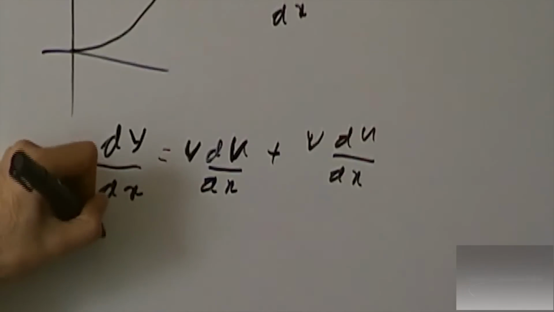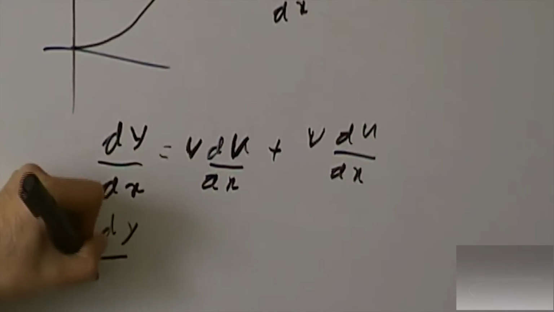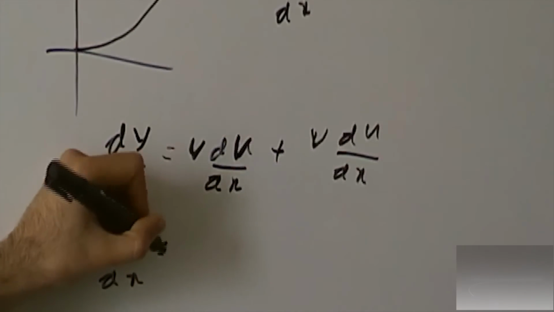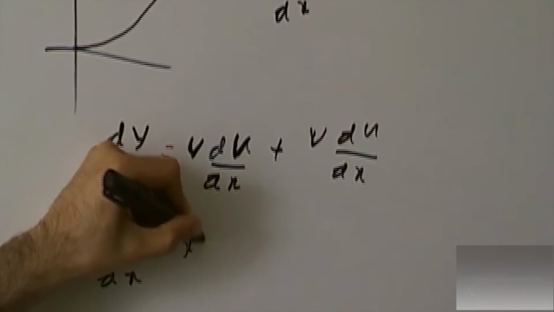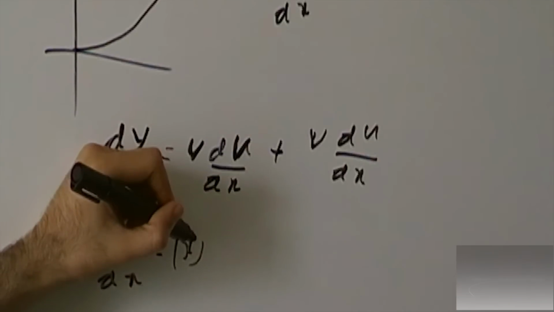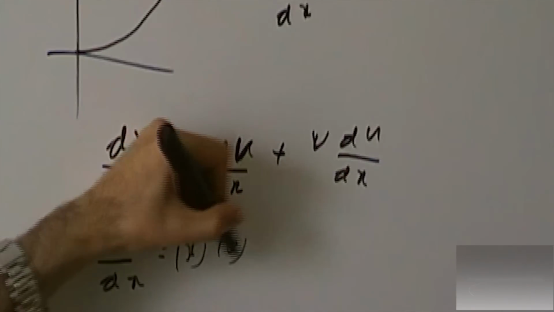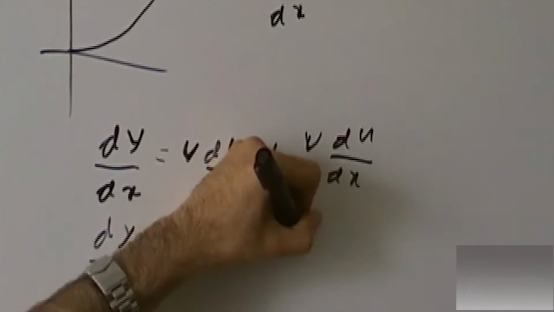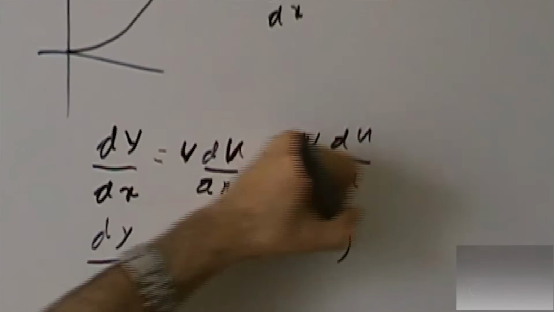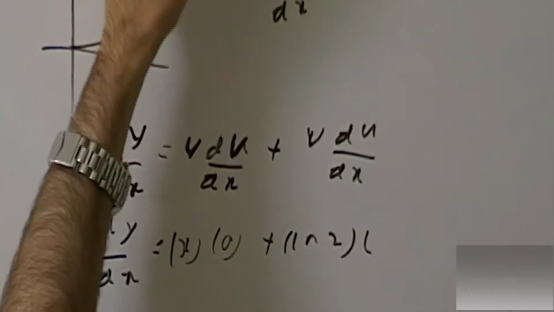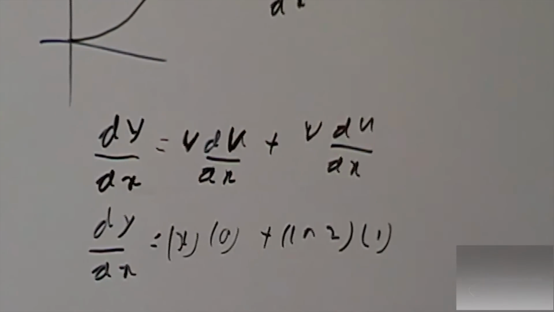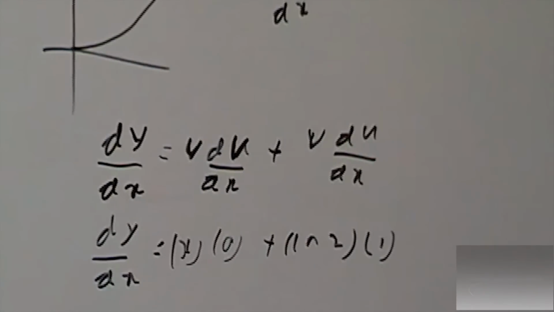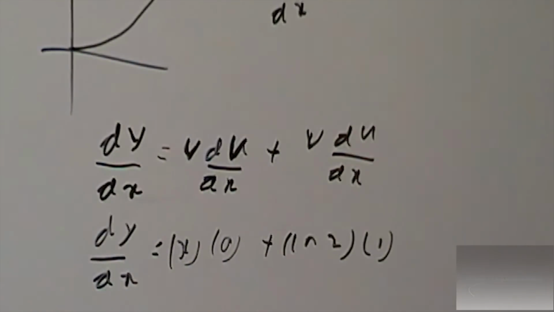So, dy by dx is equal to u, which is x, times dv by dx, which is 0, plus v, what was the value of v? Ln 2, times du by dx, which is 1. So now, what does that give us? That gives us ln 2.